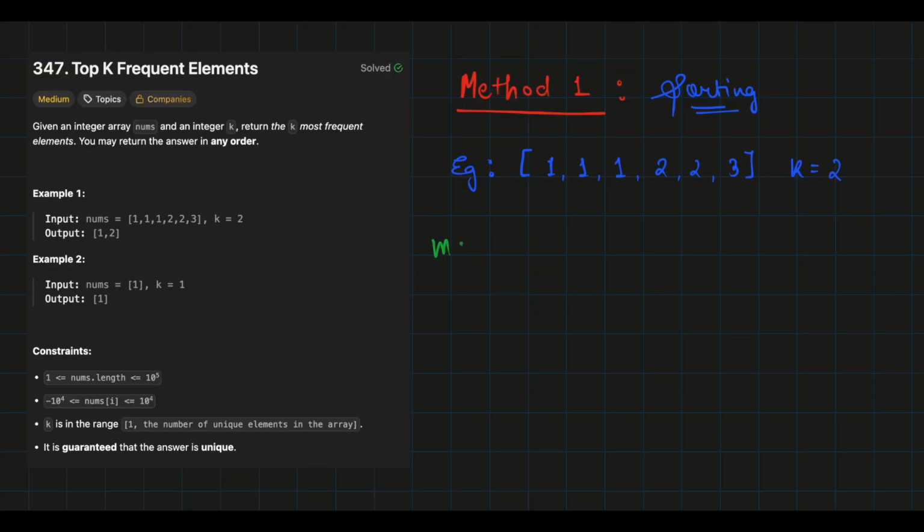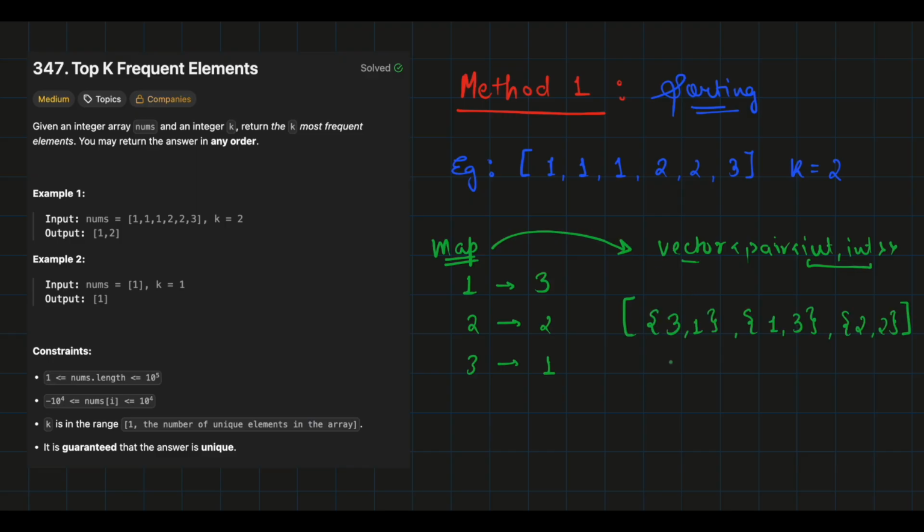So step 1 will be to create a map. The map will store the value and its corresponding frequencies. So for 1 it will be 3, for 2 it will be 2 and for 3 it will be 1. Now we will create a vector of pair of int comma int and add the map values into the vector. So this is what our vector will look like.